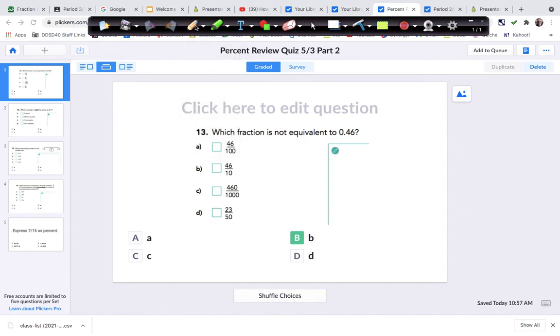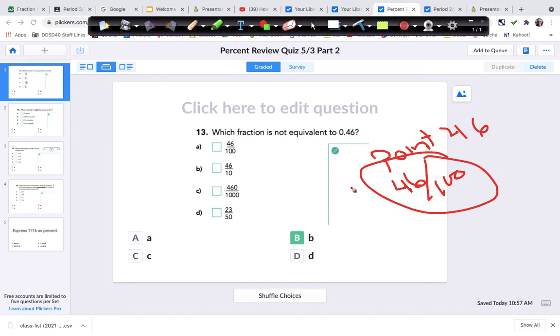Okay, question number 1, and these went a little bit faster when we did them. Which fraction is not equivalent to 46 hundredths? Notice how I don't say 0.46. I say 46 hundredths. And if you think of it that way, then you can see that it's not that one, because it says which is it not equivalent to.